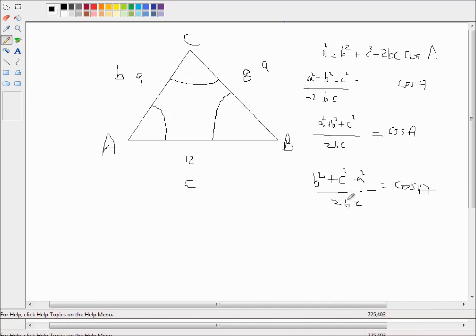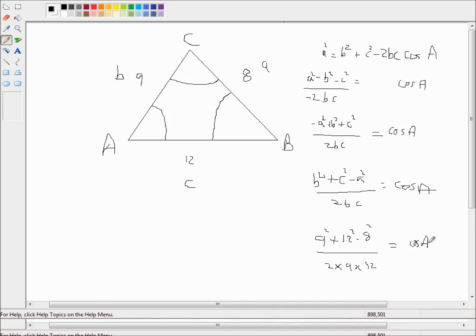And now all that remains is to plug our numbers in. So B squared, well, we know B is equal to 9, so this is 9 squared plus C squared is 12 squared minus A squared, which is 8 squared, all over 2 times 9 times 12, and that's equal to the cosine of A.